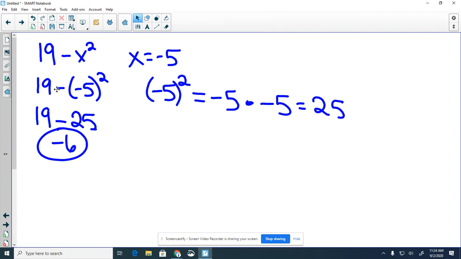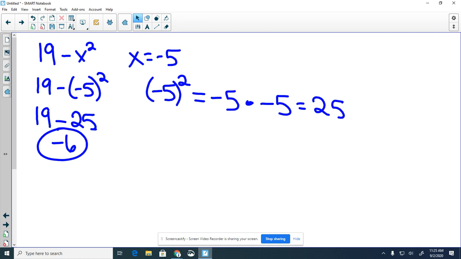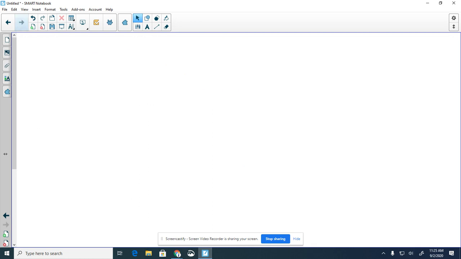Again, if you want to use your calculator, I would just do 19 minus, open a parenthesis, negative 5, get out of there, square it. There you go, negative 6. Alright, 2 more.